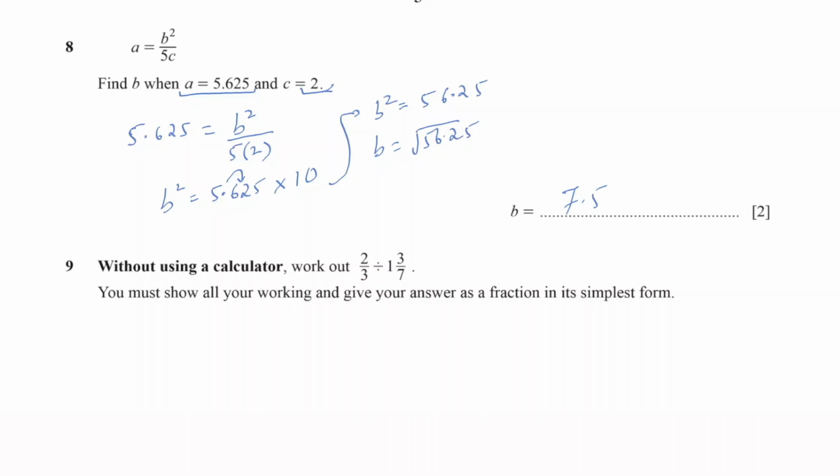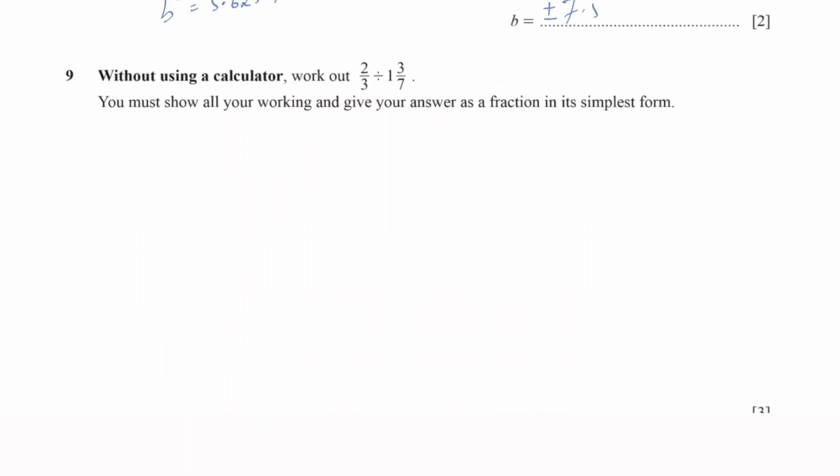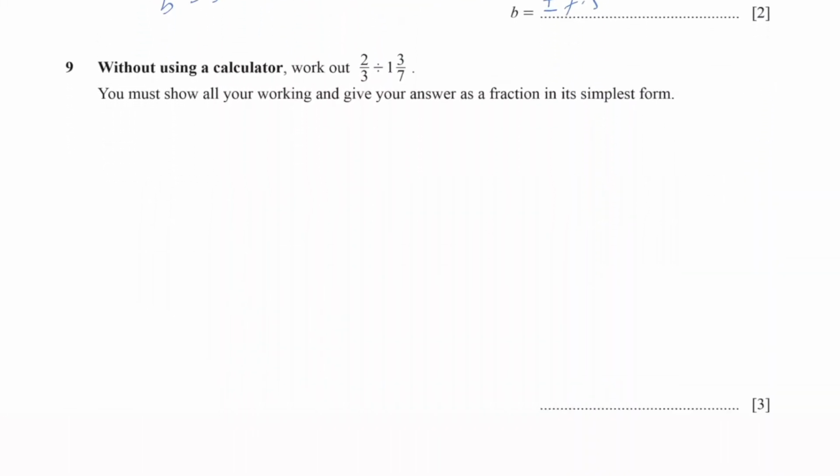And also you have to write plus minus for that, because whenever there is a square, it means it's actually a quadratic form, so it will be having two values. So the square root will be giving you two values: plus 7 as well as negative 7. So let's move on to question number 9.